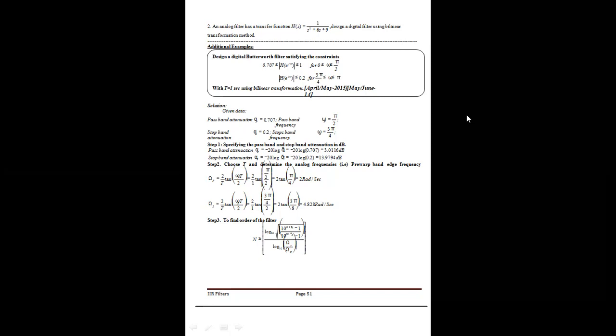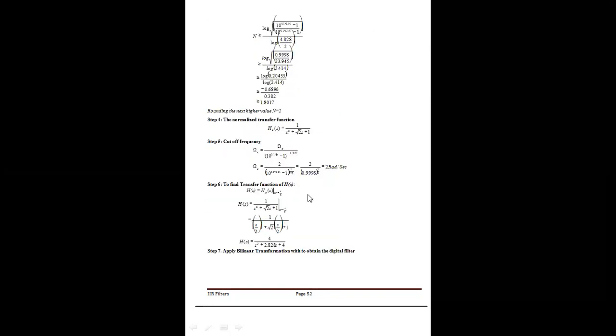Third step, we need to find the order of the filter. N should be greater than or equal to log to the base 10 of the square root of (10^(0.1α_p) − 1) divided by (10^(0.1α_s) − 1), divided by log to the base 10 of Ω_s divided by Ω_p. Substituting our values of α_p and α_s, we find that N should be greater than or equal to 1.8017, and rounding off to the next higher value, N = 2.